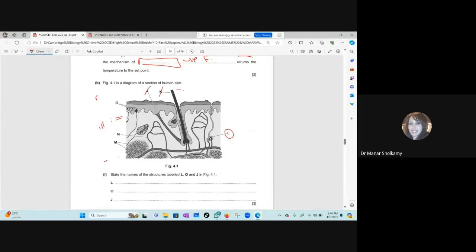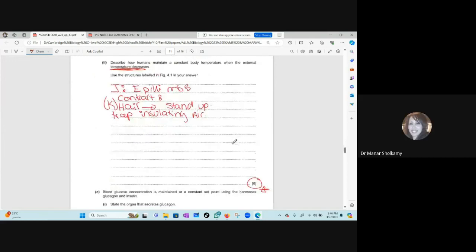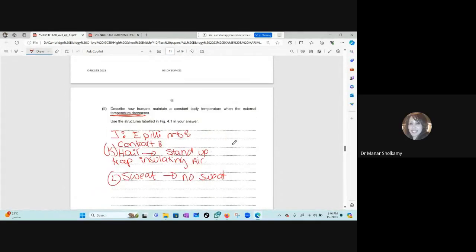Now let's talk about L. What is L? Sweat gland. Very good. So the L, these are the sweat glands. And what do they do in the cold? Do they produce sweat or no sweat? No sweat. Finished. So I mentioned it. I'll take a grade for that, so I'll cross it out.